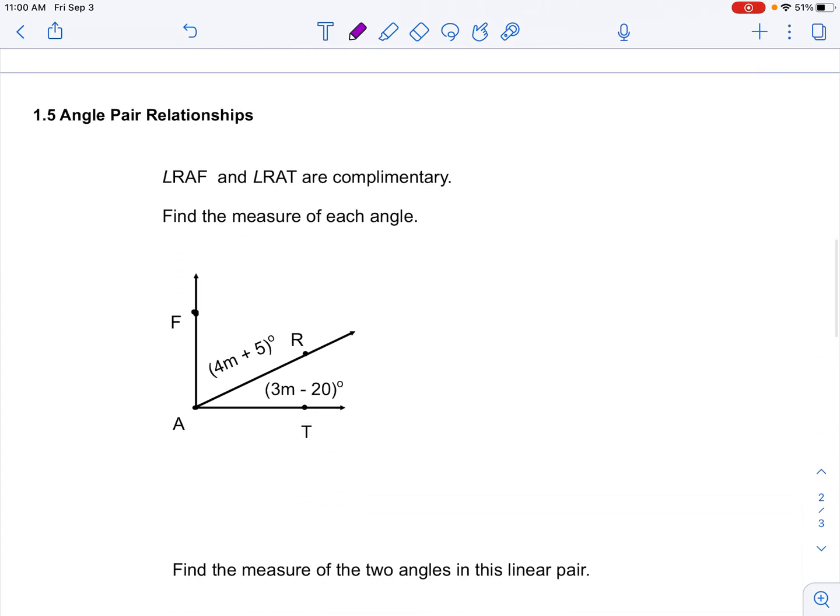So let's look at this. Angle RAF, I'm going to highlight that. Start at R, go to A, and then go to F. And RAT, let's get a different color. RAT are complementary. Complementary means add up to 90 degrees. Find the measure of each angle.